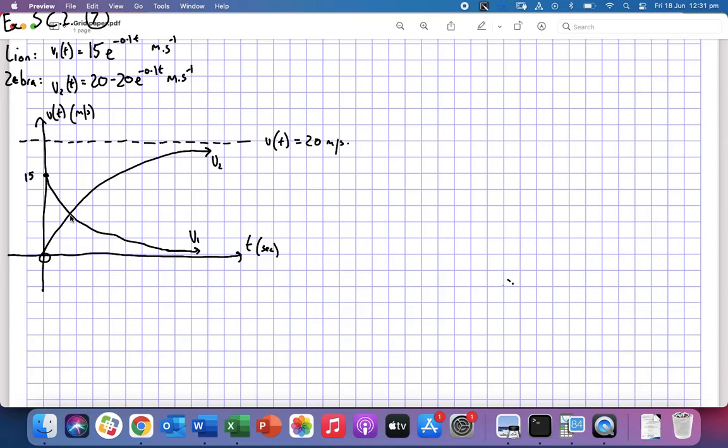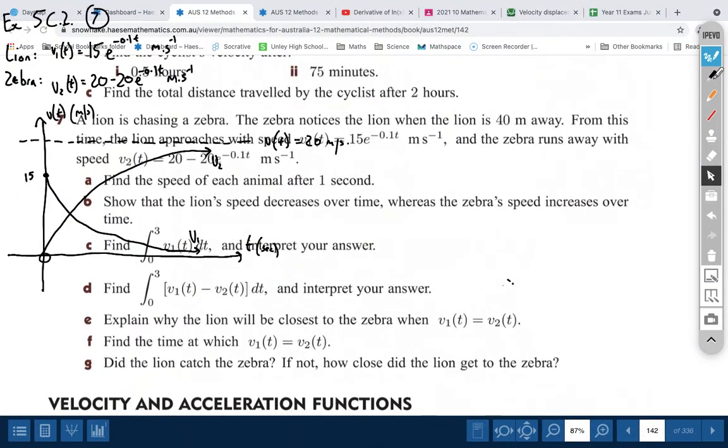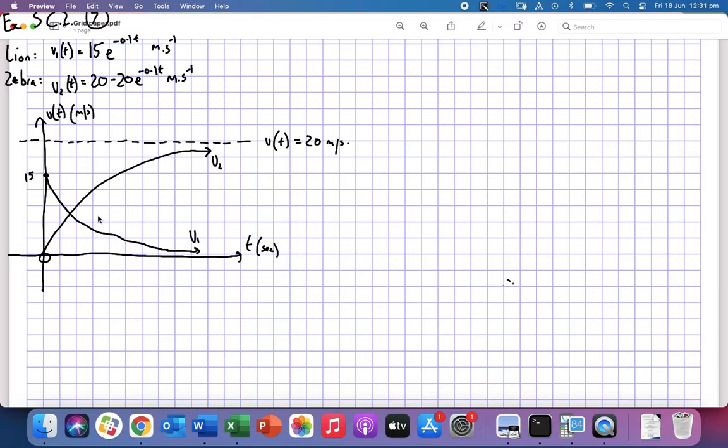So at this point of intersection, let me start again. We've got a point of intersection here, right? It's where the velocities are the same. The textbooks just told you that this is the closest in terms of distances that the animals could ever get, right? And why is that? It's because after this point, the lion's velocity decreases.